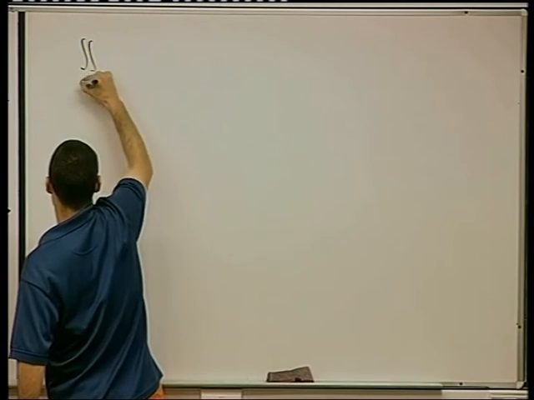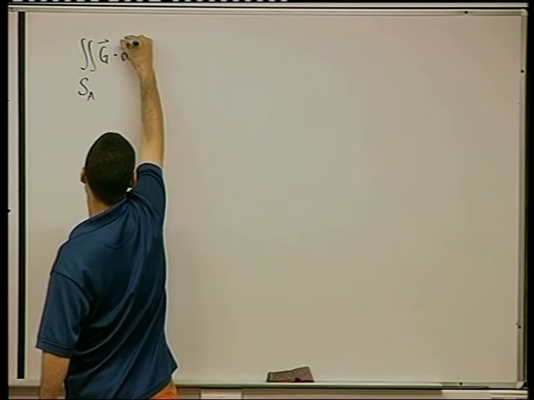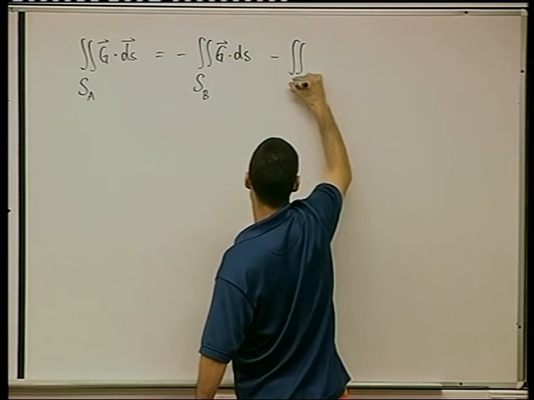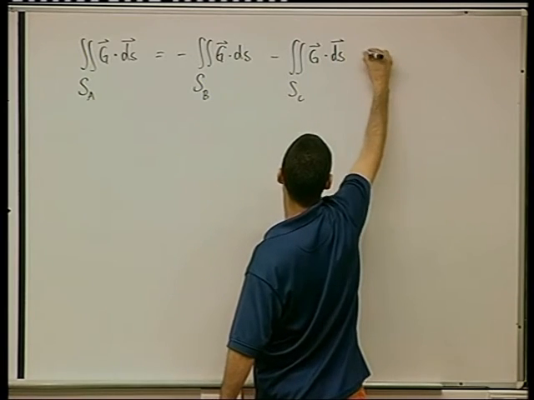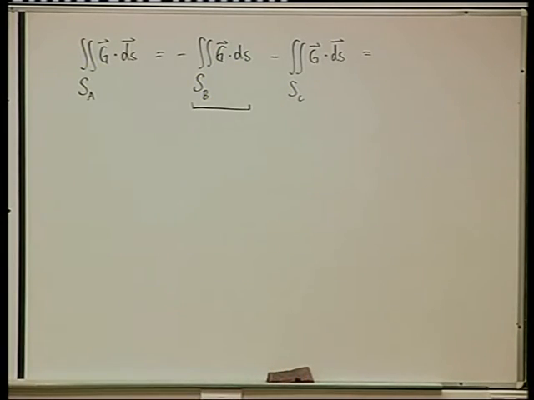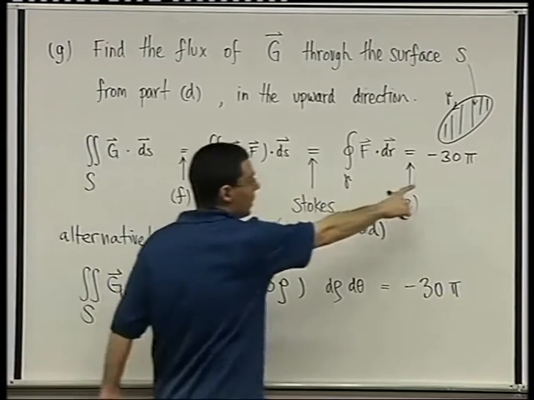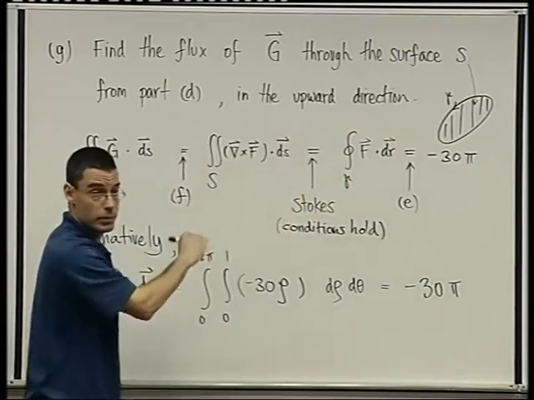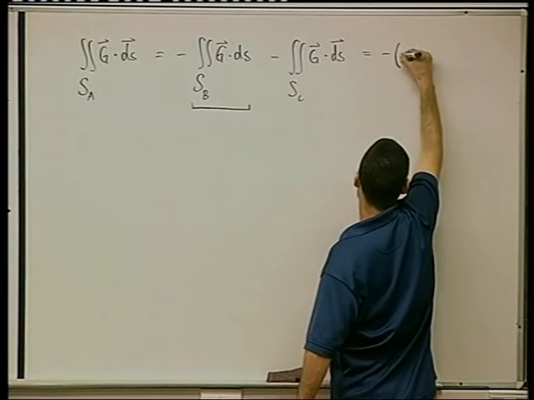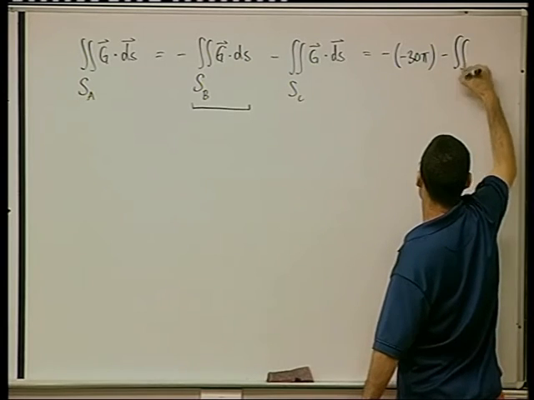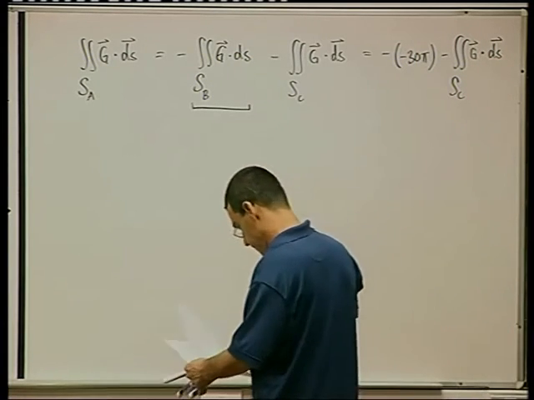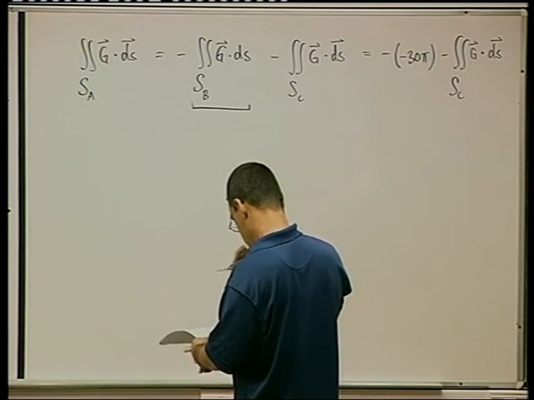So let's recall what we have. The integral over SA of g dot ds equals minus the integral over SB, the top lid, of g dot ds, minus the integral over SC, the bottom lid, of g dot ds. This we calculated in part G. It's still on the board. It's precisely this, right? And we saw that it equals minus 30 pi in the upward direction. So it fits. So this was minus 30 pi. I'm going to write it over there. And there's also this minus here. So it's minus 30 pi minus this integral over SC of g dot ds. Good? Okay. So now it remains to calculate the integral over SC.